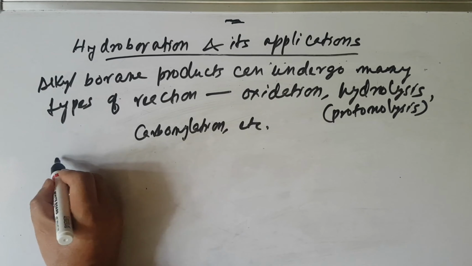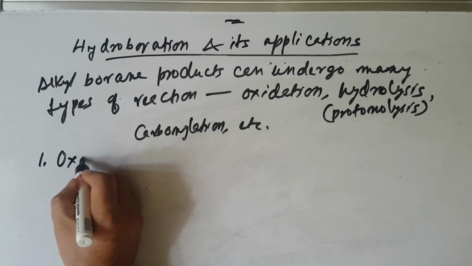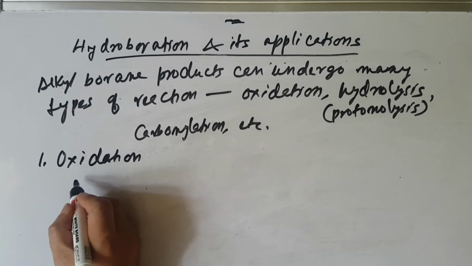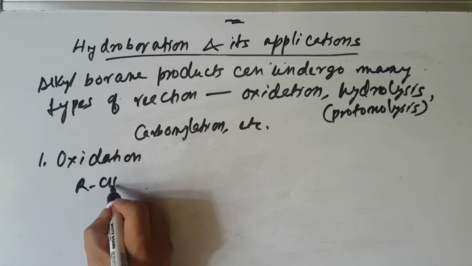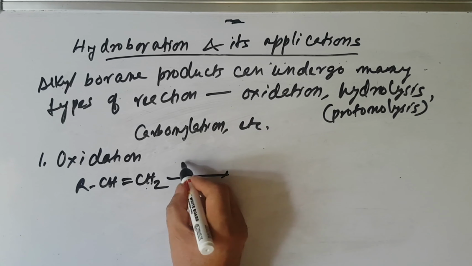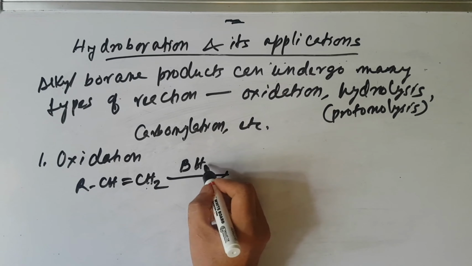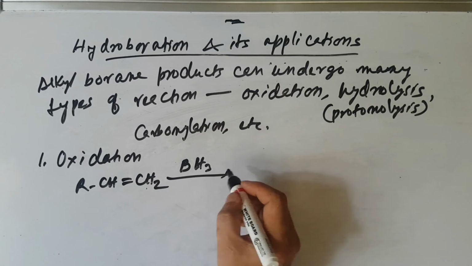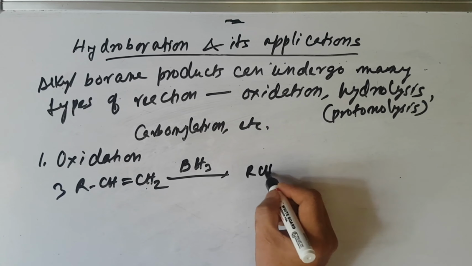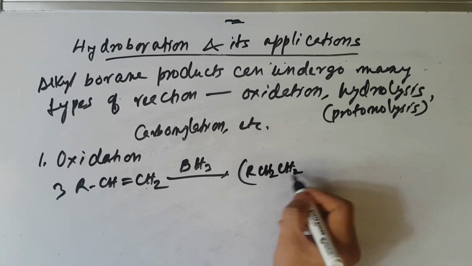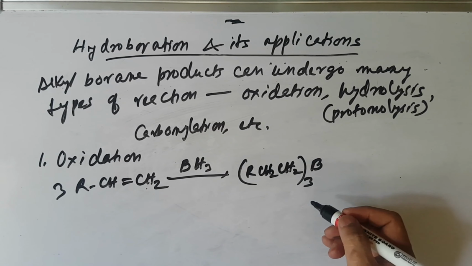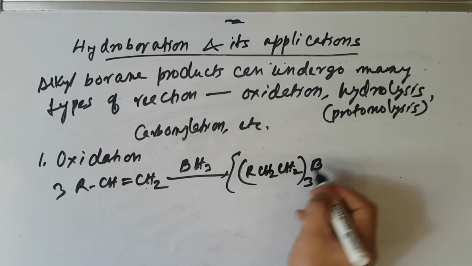So first, let's take them one by one. So oxidation of alkyl boron product. For example, I'm giving a general example. Okay, the general example is an alkene reacting with BH3. It will give 3 molecules, so we have RCH2 CH2, getting 3 B. Okay, so we got this alkyl boron. So it is not isolated.